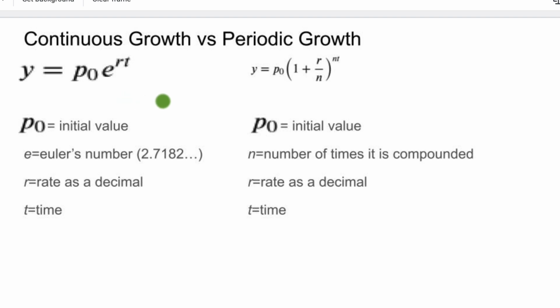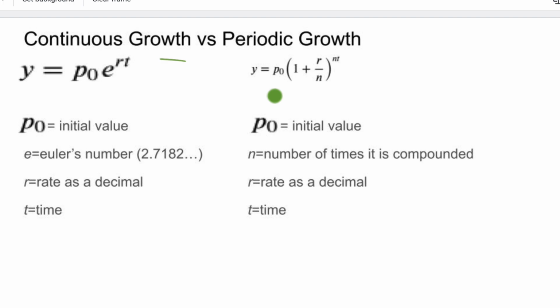Now we have two different kinds of exponential growth and decay. It's either continuous, which means it happens constantly all the time, or it's periodic. Continuous growth is something like the amount of medication in your bloodstream after you take some medicine, or population growth. Periodic growth is something like an investment account or money in your savings account or something like that.